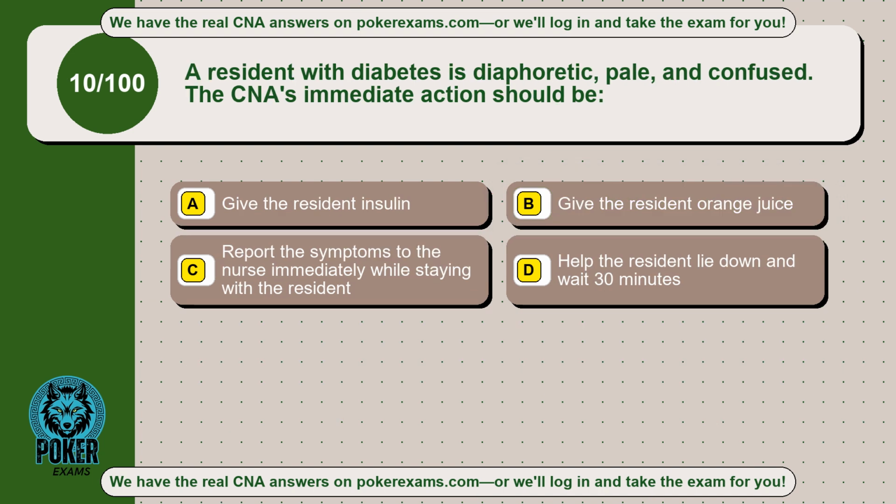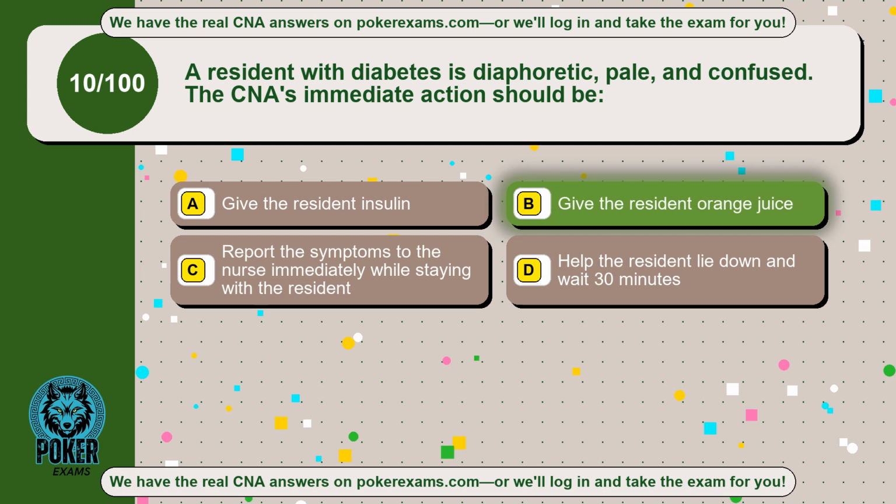Question 10. A resident with diabetes is diaphoretic, pale, and confused. The CNA's immediate action should be: Option A. Give the resident insulin. Option B. Give the resident orange juice. Option C. Report the symptoms to the nurse immediately while staying with the resident. Option D. Help the resident lie down and wait 30 minutes.